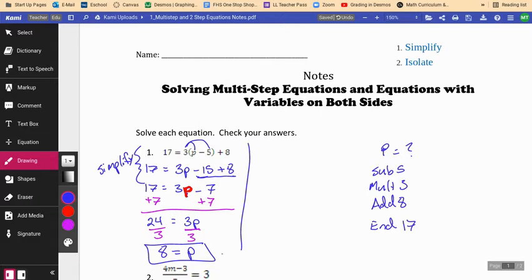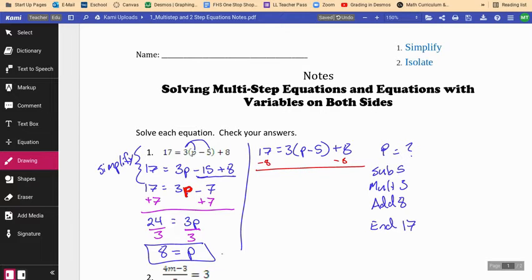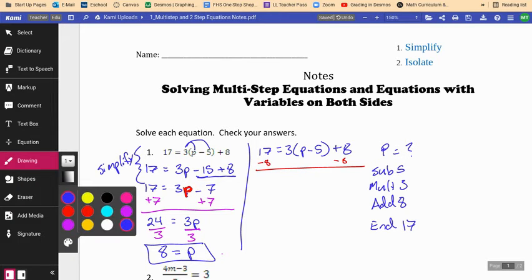Another way to do it, if I had 17 is equal to 3 times the quantity of P minus 5, plus 8. Since I only have one variable here, I can just isolate from the beginning. But again, that only works with one variable. So that's why I always say simplify first. But if I wanted to, I could subtract 8 from both sides. This is just a different way of working it.